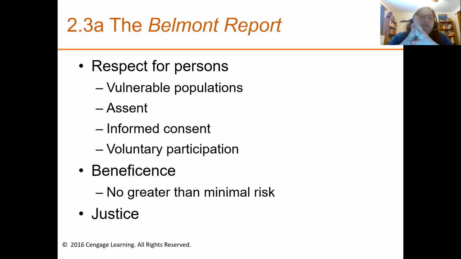Okay, so let's talk a little bit more about the Belmont Report. So there are three main principles: respect for persons, beneficence, and justice. When we're talking about respect for persons, we have to be aware of vulnerable populations like children, like prisoners. We have to look for assent, agreement to actually participate in the study, as well as informed consent. All right, they have to be informed about all the benefits, all the possible disadvantages of participating in the study, and of course you have to have voluntary participation.